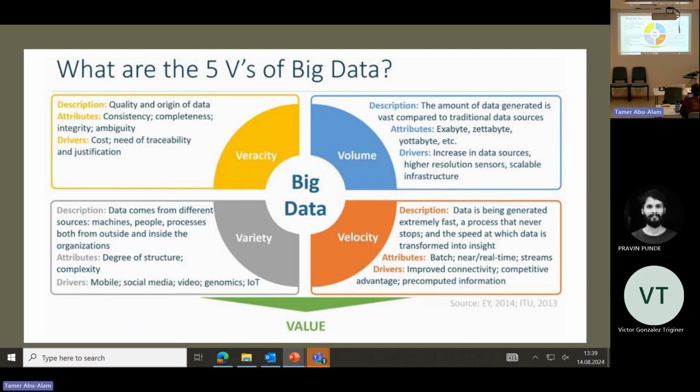Variety: data comes in different forms, from different sources, from different people. It can be photos, it can be text, it can be social media, it can be numbers, it can be everything. And this actually adds complexity to the data.